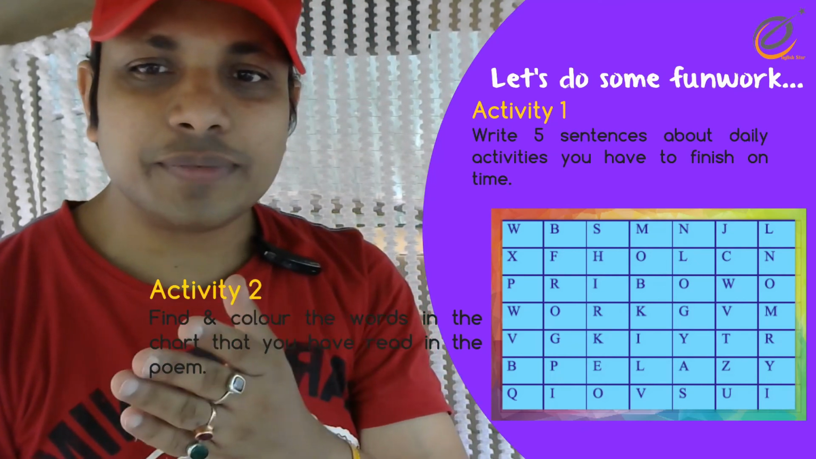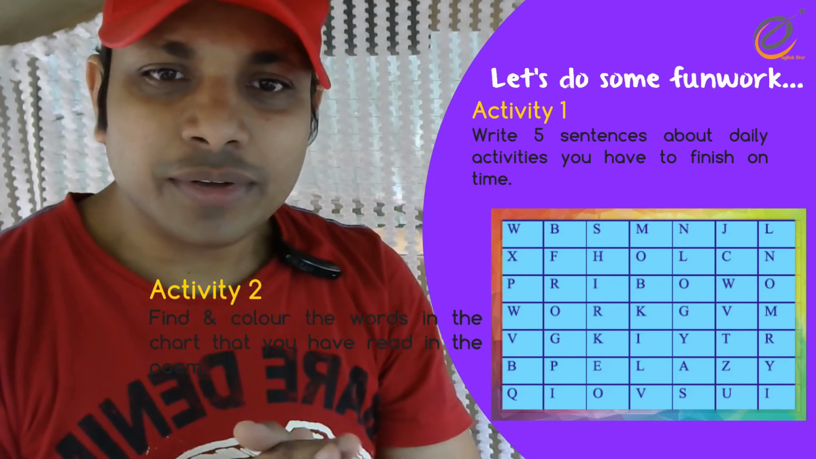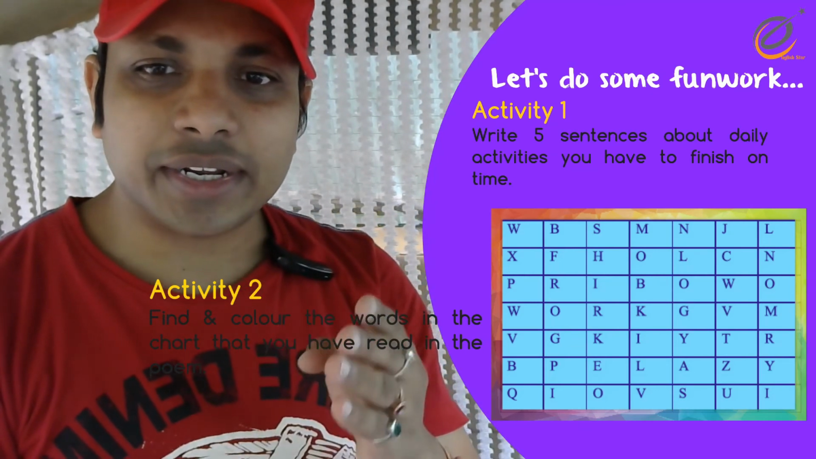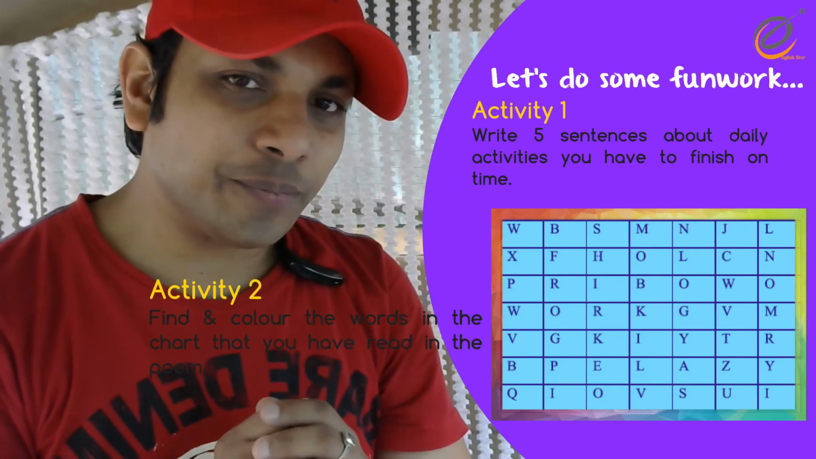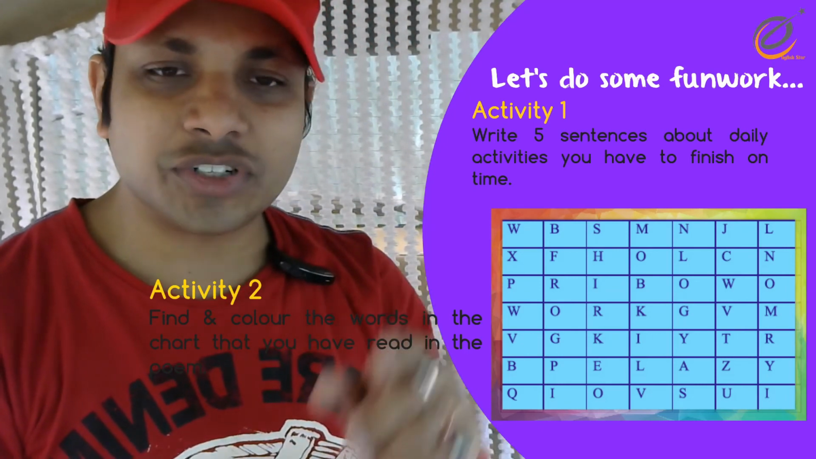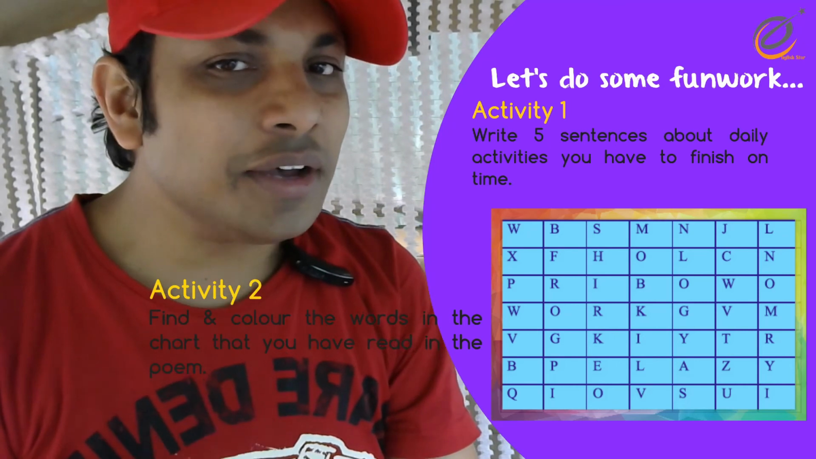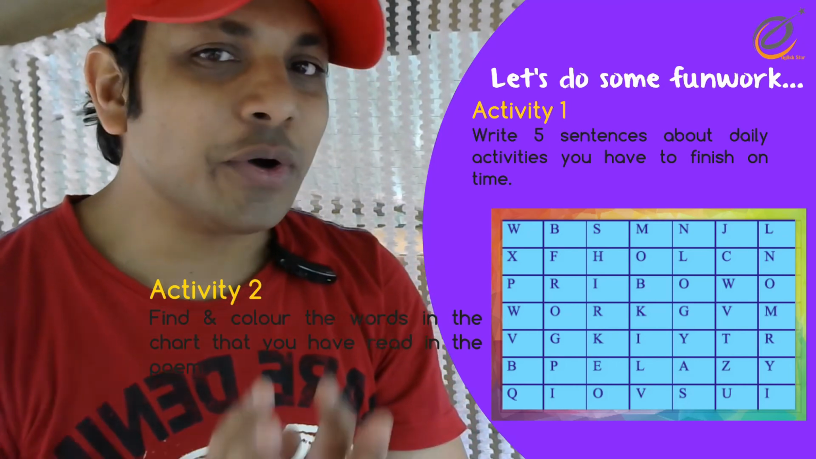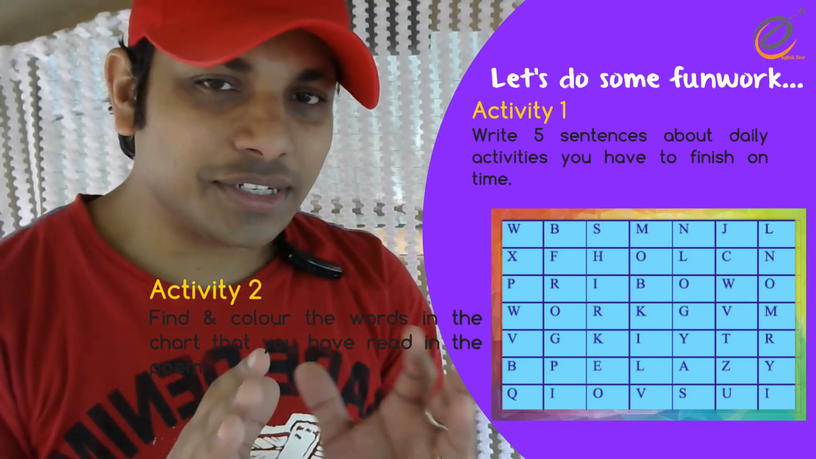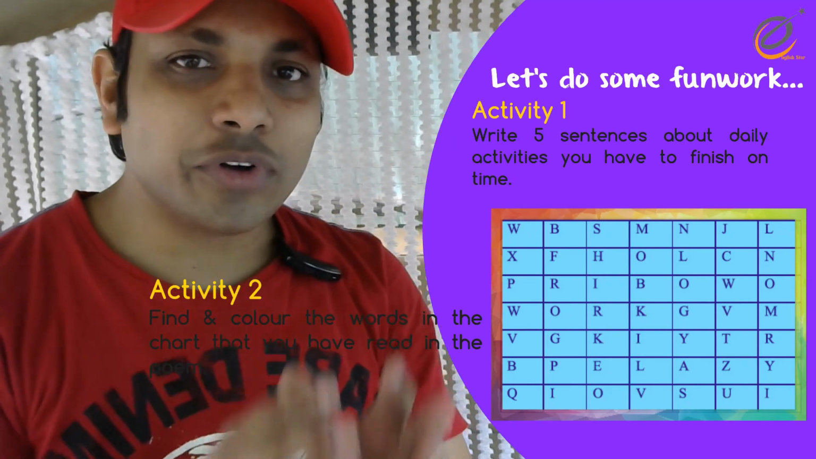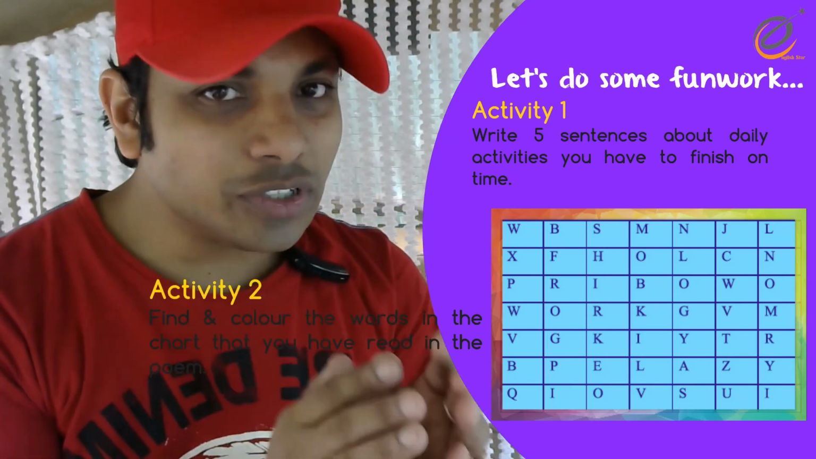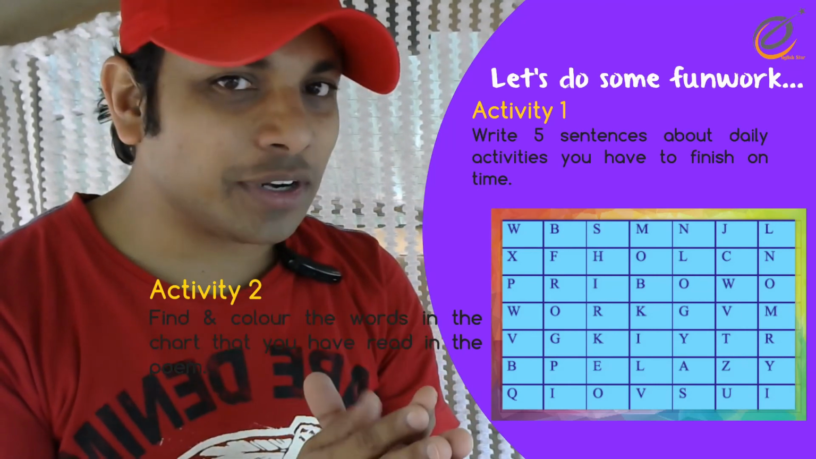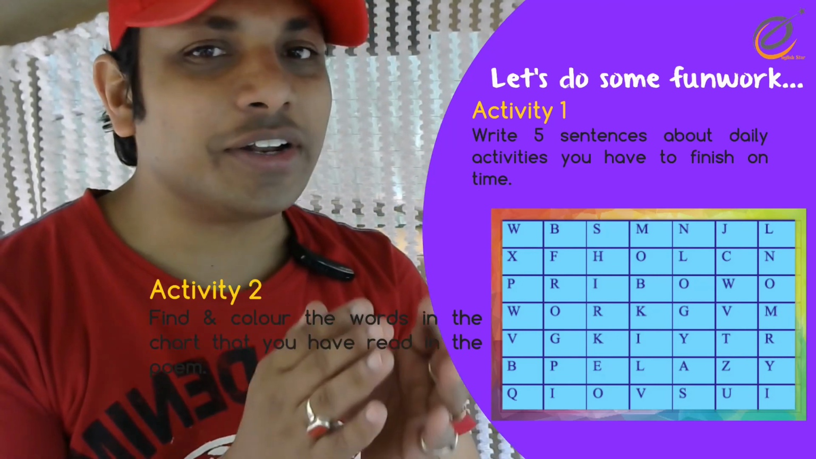Now here is activity number 2. In this chart you have to find and color the words in the chart that you have read in the poem. So you have to find out the words from this chart which occur in the poem. Well, students, I hope you will like this activity, and do not forget to go back to the video, and each segment you watch it very attentively with rapt attention and practice and enjoy.